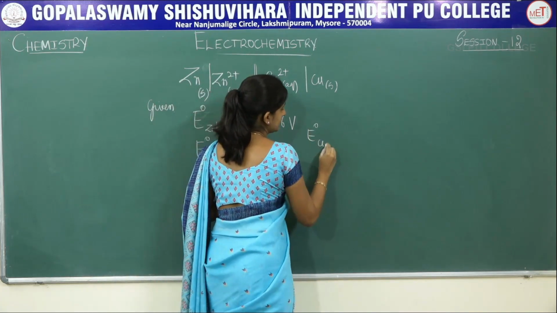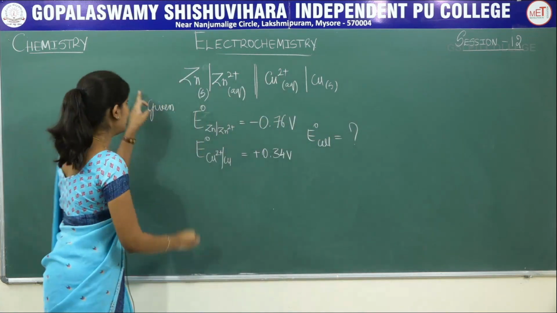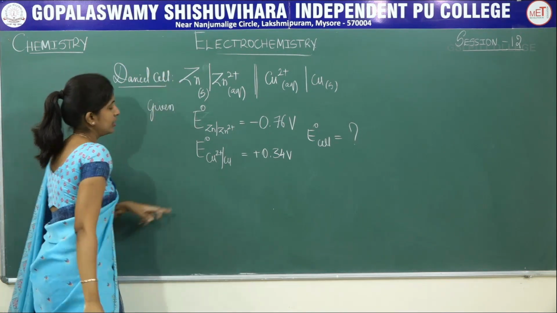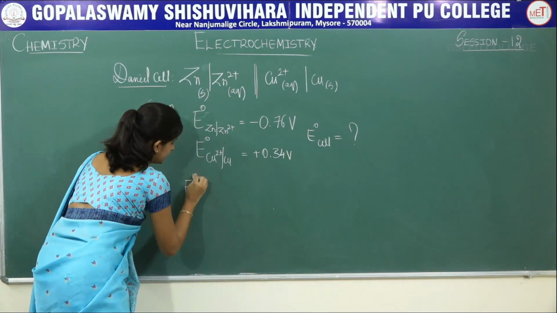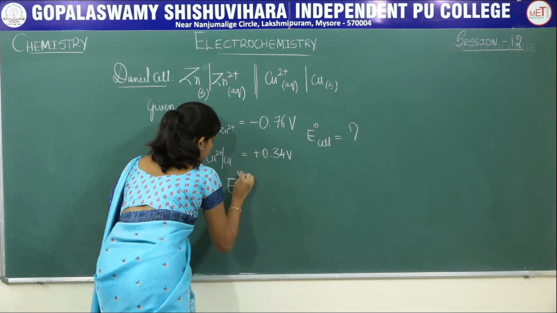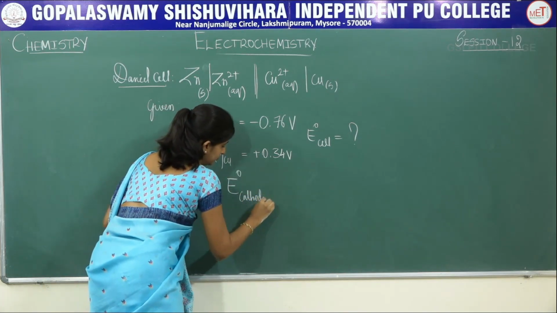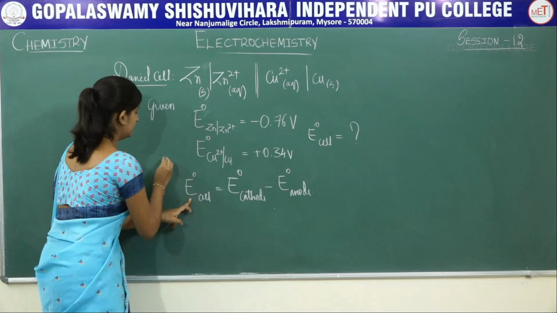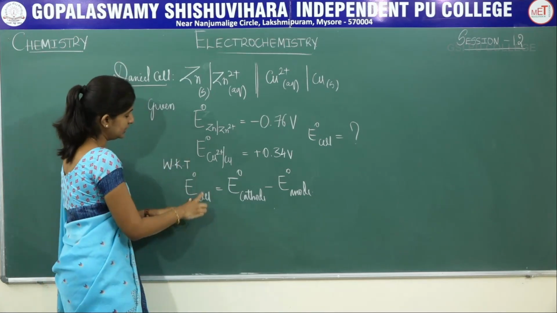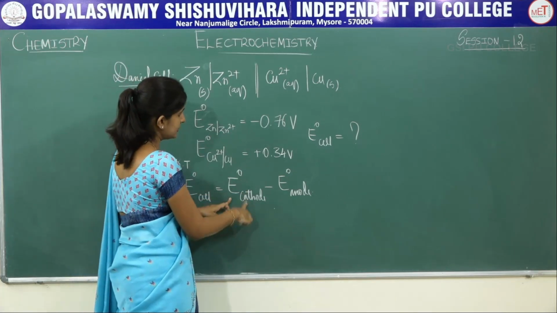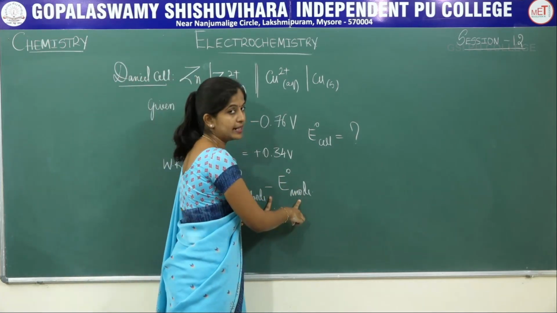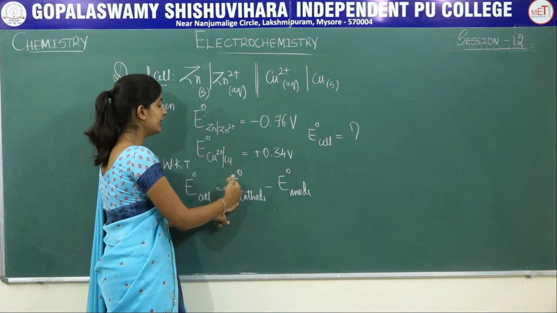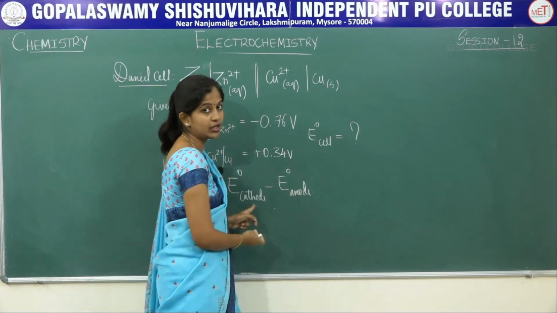You have to calculate E naught cell. This is your Daniell cell. Remember, it is your Daniell cell. What is the formula? We know that E naught cell is equal to E naught cathode minus E naught anode, that is cell potential, equal to standard electrode potential of cathode minus standard electrode potential of your anode. Or you can also write it as E right minus E left, or you can also write it as E naught reduction minus E naught oxidation also.